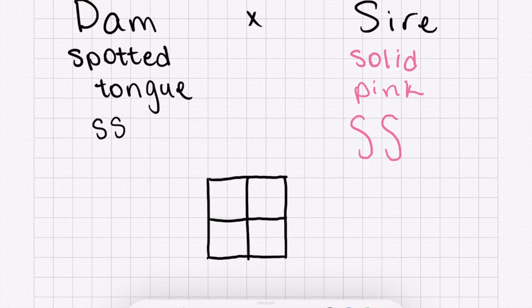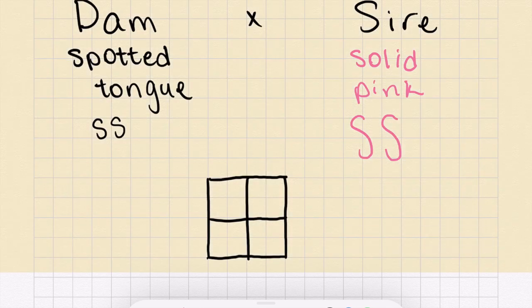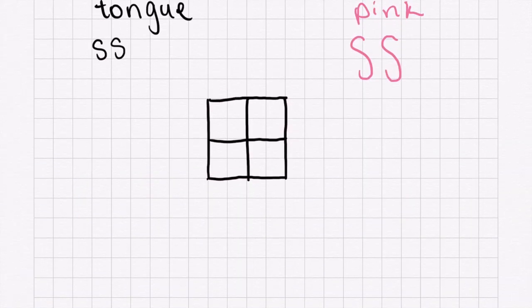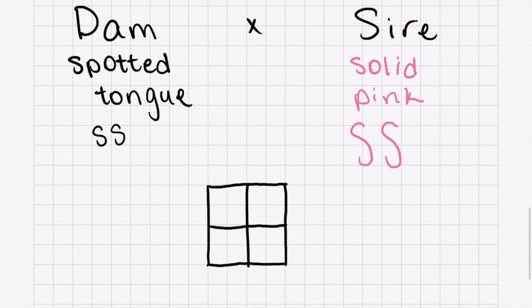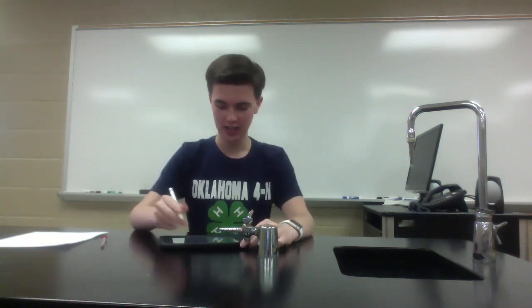All right, so now I'm going to write out my Punnett square. Okay, so I've got my Punnett square, and I've written the genetic information out to the top and the side, and I want you guys to find what the results could be. Are all outcomes the exact same? Or are there some different outcomes? And what are the chances that I will get a spotted tongue? And what are the chances that I will get a solid pink tongue? Right now, I want you guys to pause the video, and I want you guys to try to solve this problem on your own.